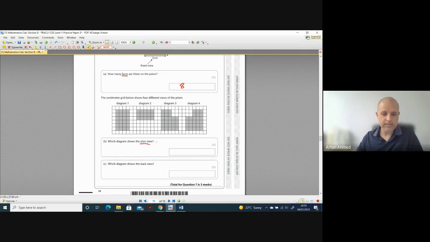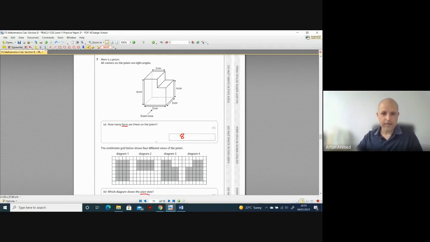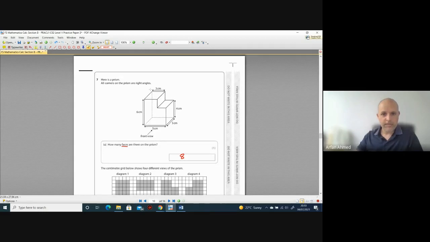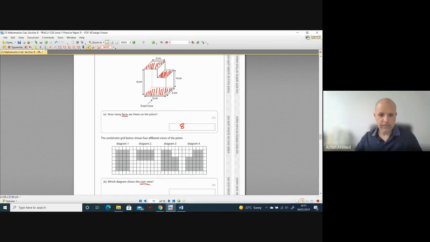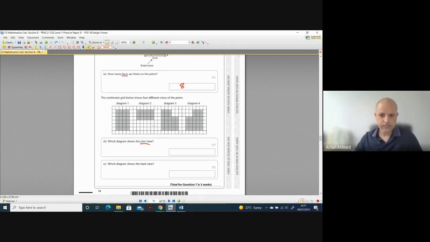So again, you need to know what these mean. Plan view means from the top, like a bird's eye view. Well, there's the top right there, this bit here, and you'll see this bit here. So you're not going to see anything else. That is technically the same as the bottom as well. So the bottom is just that bit there, which is 5 by 3. Nothing else is sticking out. So 5 by 3, 5 squares by 3 squares, definitely diagram 2 for that one.